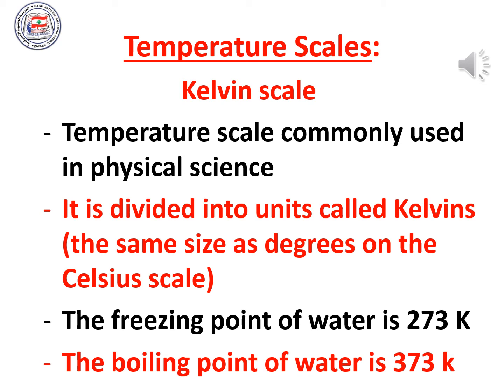Temperature scale commonly used in physical science. So the Kelvin scale is the temperature scale that is most commonly used in physical sciences. It is divided into units called kelvins. So you might have seen the scale in chemistry, since it is used in sciences. The Kelvin units have the same size as degrees on the Celsius scale. The freezing point of water is 273 kelvins, and the boiling point of water is 373 kelvins on this scale.